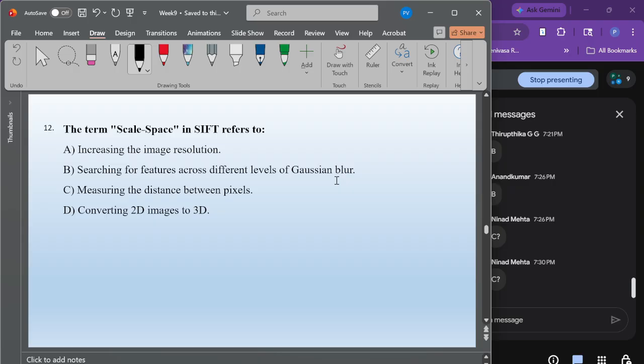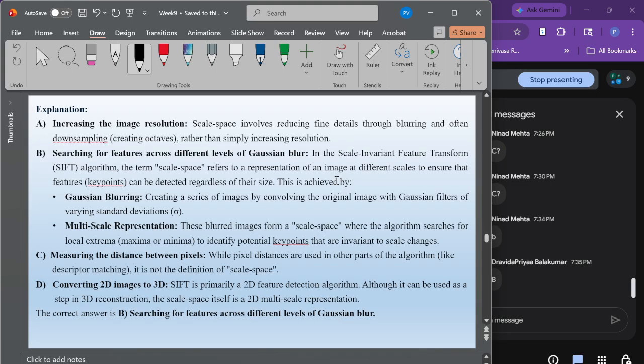Okay, so let's see the explanation. We will go through the options. Increasing the image resolution is our first option. Scale space involves reducing fine details through blurring and downsampling rather than simply increasing the resolution. So this is not a correct option.